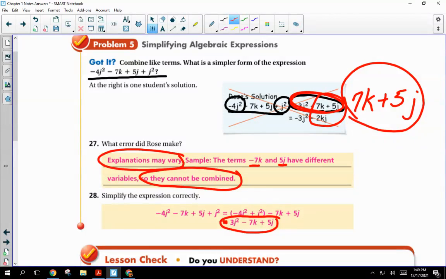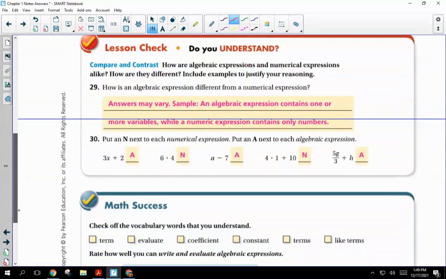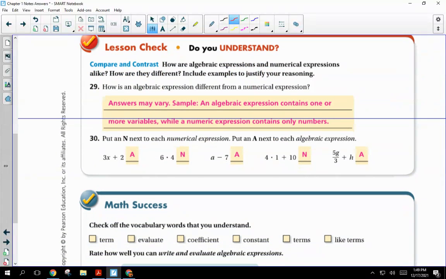So lesson check. Do you understand? And this, again, is supposed to be on your own. I'll give you the answer. You might want to pause, come back to it. But these are numerical expressions and algebraic expressions down here. A numerical one has no letters. Algebraic ones have letters. Algebraic because it has variables.